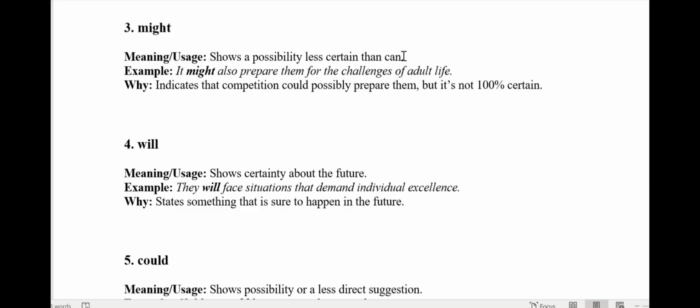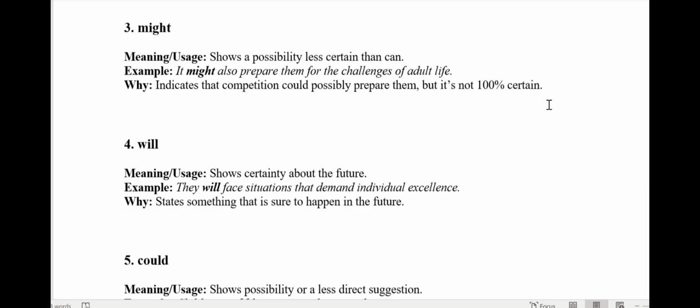It might also prepare them for the challenges of adult life. Why am I using this sentence? Because my intention is to show that the competition could possibly prepare them, but it's not 100% certain.